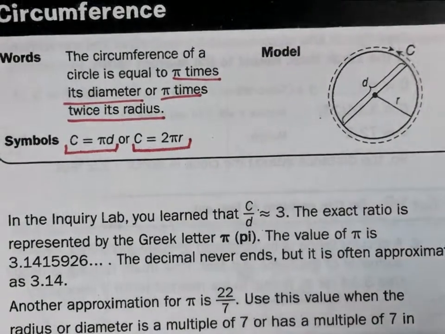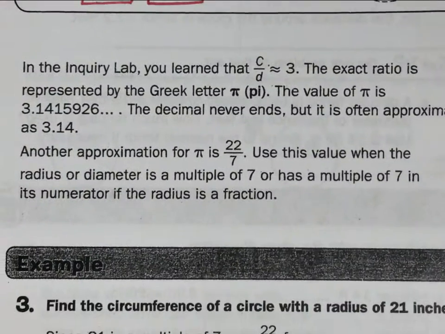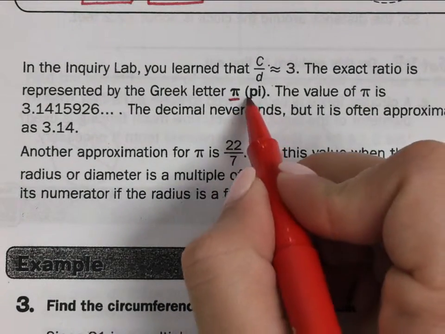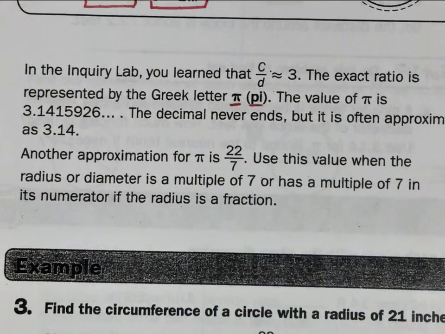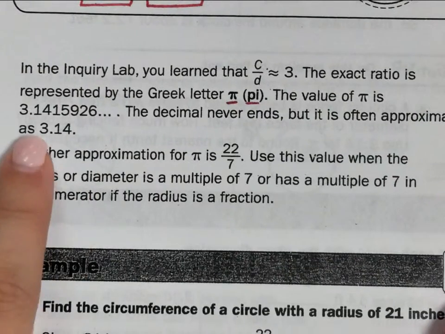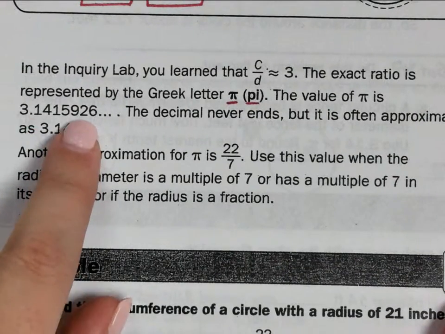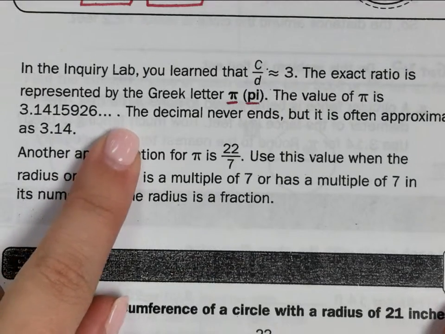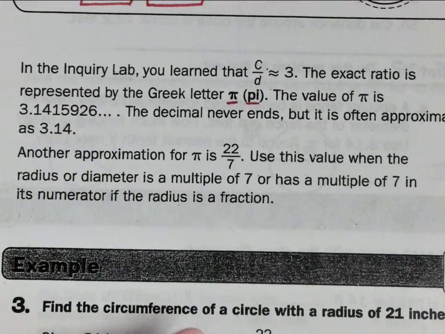Okay, so what is pi? Pi is a Greek letter. It looks like this, and if you were to spell it out, it's just pi. The value of pi is right here, 3.1415926, on and on and on. So pi is an infinitely repeating decimal. It never stops. We don't know how many numbers are after that decimal. Other repeating decimals repeat the same pattern, but pi does not repeat the same pattern at all. Correct. Yes.